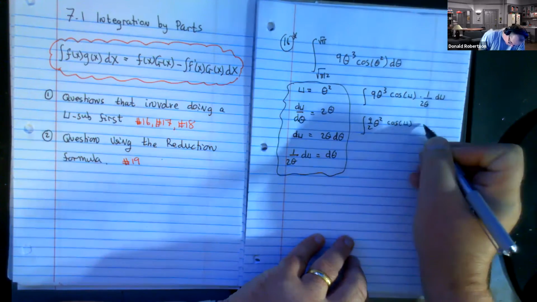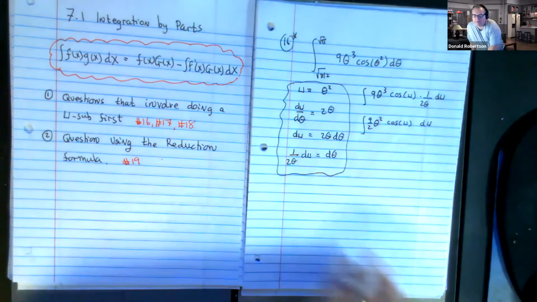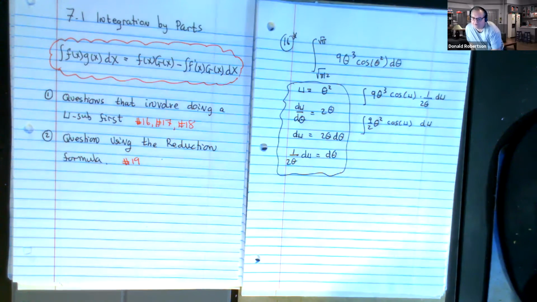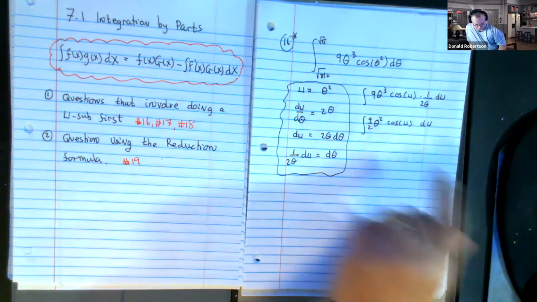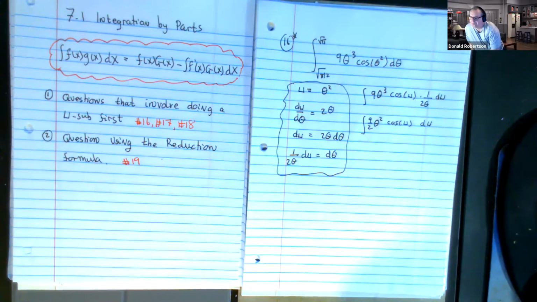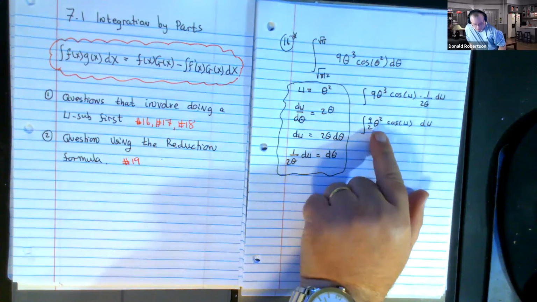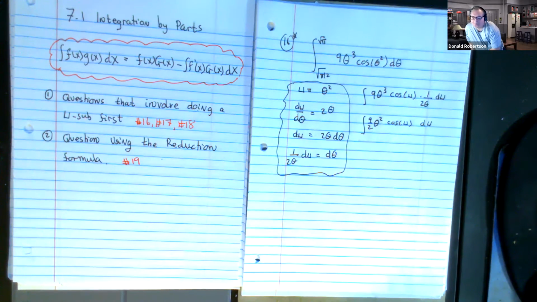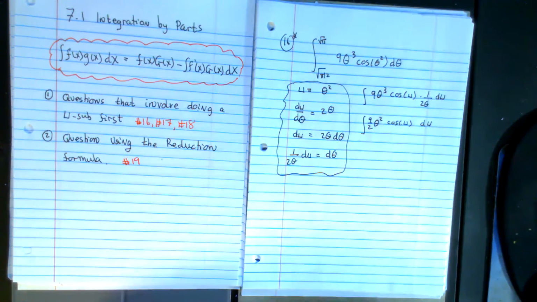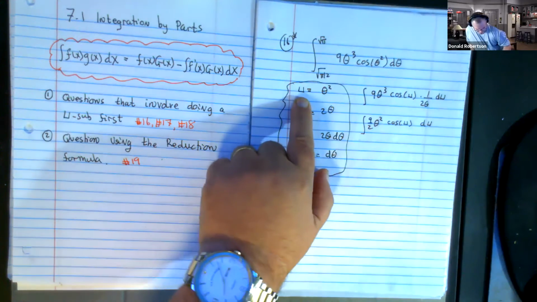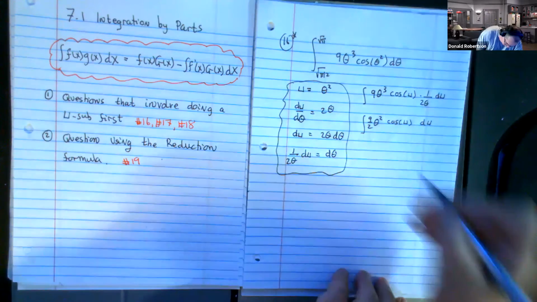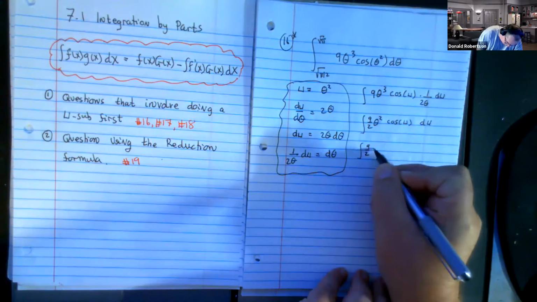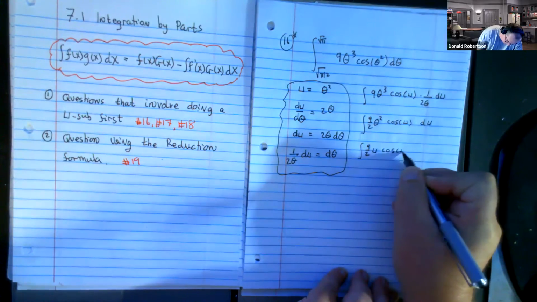Now, normally we should be really worried because when you do a U-sub, shouldn't all the thetas disappear? That's normally a sign that something's gone wrong if they don't. Can anybody tell me what I should replace this theta squared with in terms of u? This guy here? Yes. So it's 9 over 2 u cosine of u.